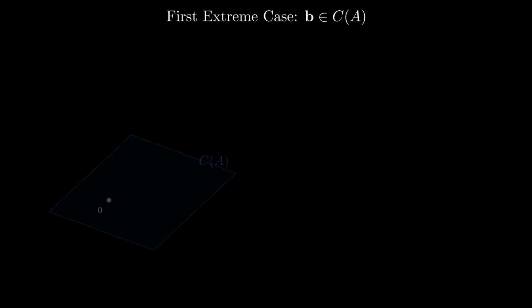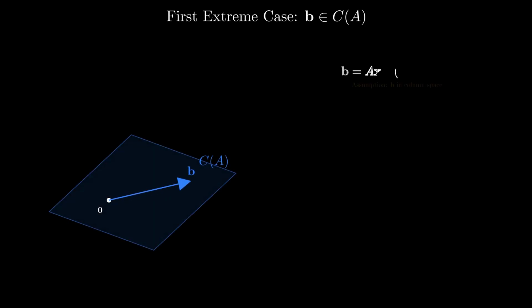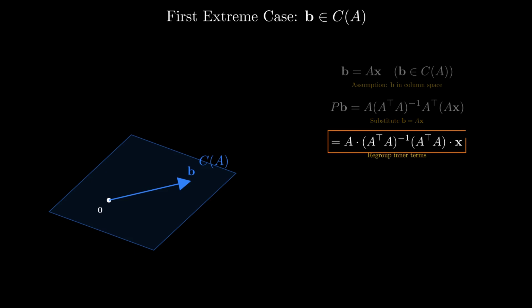First extreme case, B already lives in the column space. That means B equals AX for some vector X. Now let's substitute this into the projection formula. PB equals A times the quantity A transpose A inverse times A transpose times AX. We can regroup the inner terms: A transpose A inverse multiplied by A transpose A. That's a matrix times its own inverse, and that equals the identity matrix I.